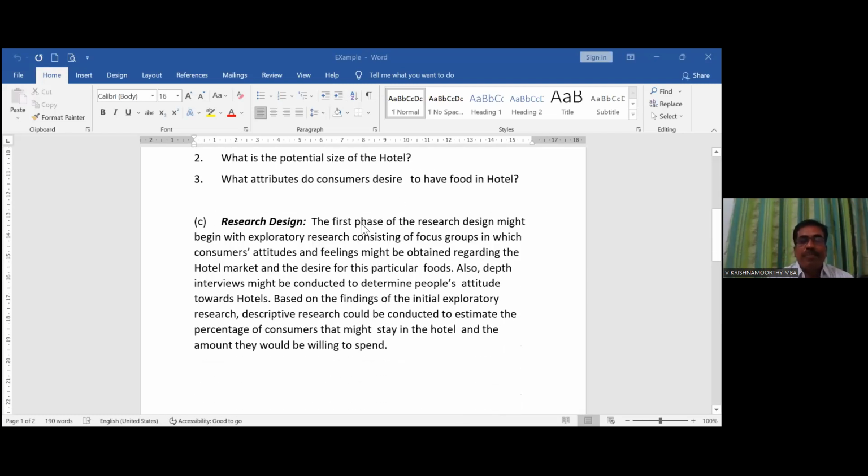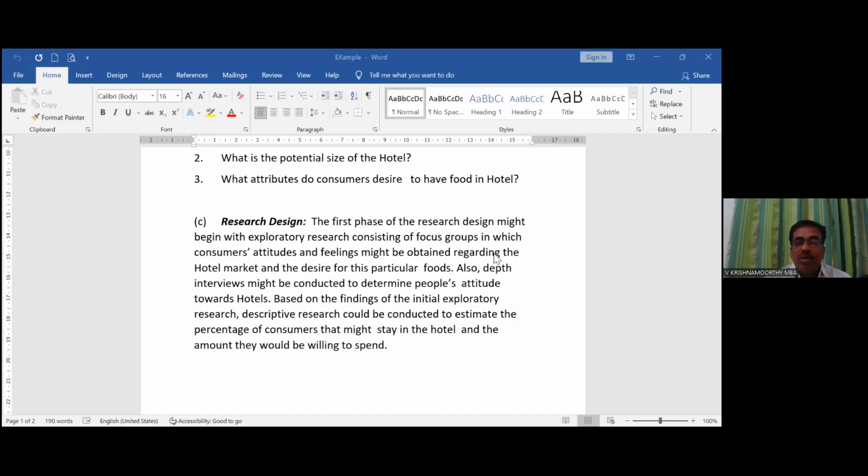Okay, research design. The first phase of the research design might begin with exploratory research, consisting of focus groups in which customer attitudes and feelings might be obtained regarding the hotel market and desire for the particular food. So what is the research design? Exploratory research design will come. How can I get the answer? Because I don't know the market size. So what can I do? I can collect data through a focus group. Focus group means I can collect data from the experts, for example, the Hotel Owners Association in India, or sometimes I can also get some secondary data from magazines.